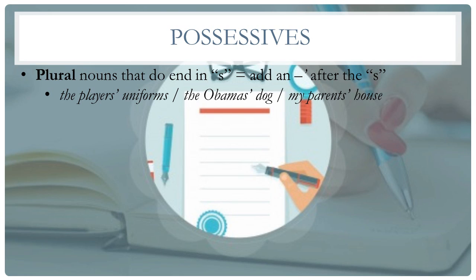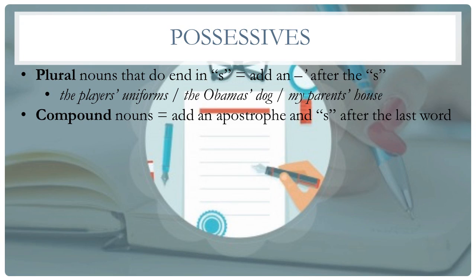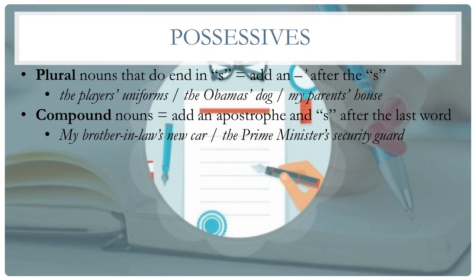The first is compound nouns. So compound nouns are, of course, nouns that are made up of more than one noun. For those, we add an apostrophe and an S after the last word: my brother-in-law's new car, the Prime Minister's security guard. So you notice the apostrophe S gets placed at the very end of the last word of a compound noun.